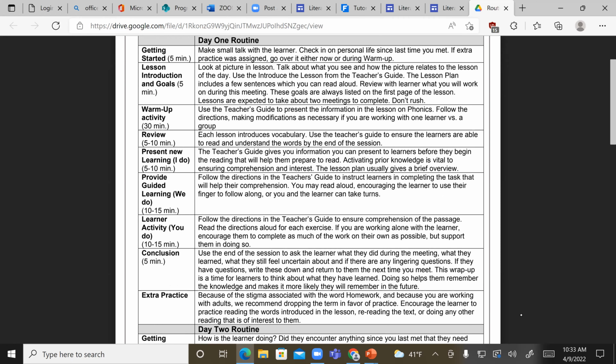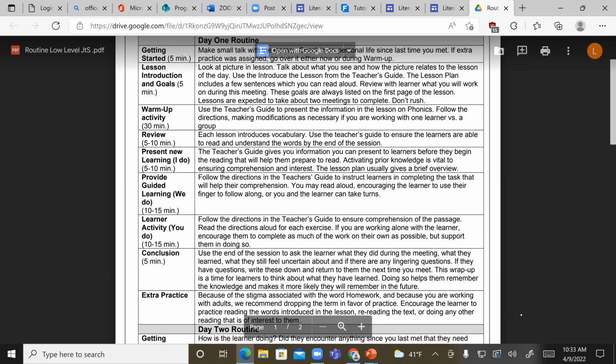Okay, then there's a warm-up activity, which is the phonics. 2 pages, 3 pages of phonics. It's a lot, right? But it's a long warm-up. So I've guessed 30 minutes.